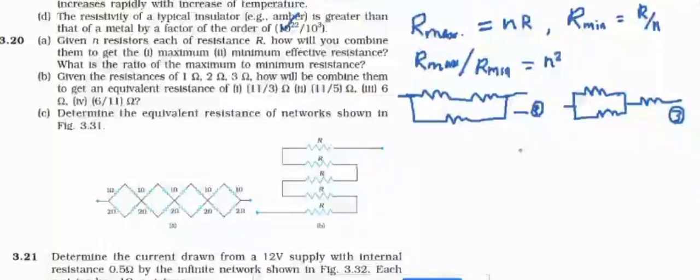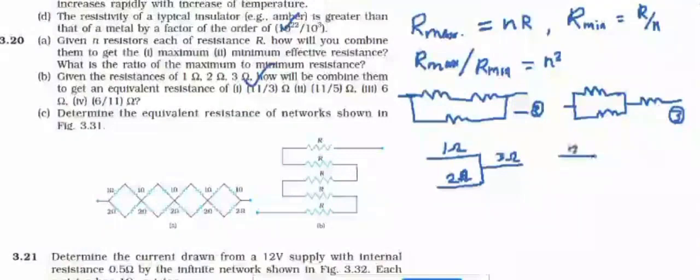So see here, the first case is like this: 1 ohm and 2 ohm are connected parallel and 3 ohm connected series. Second case, you can see 2 and 3 are parallel and 1 is in series. Third case, you can see all of them in series, and fourth case, all of them parallel.